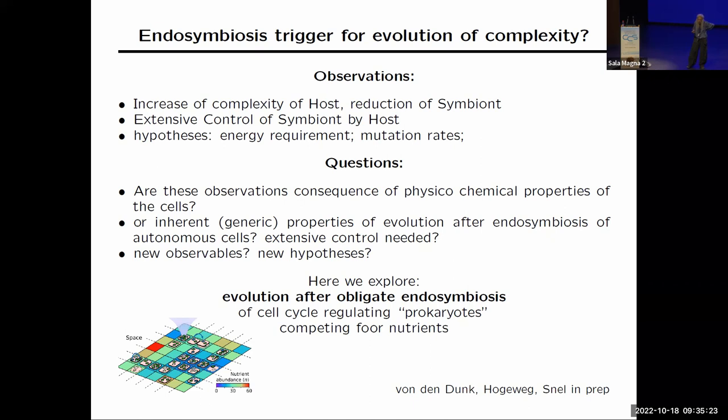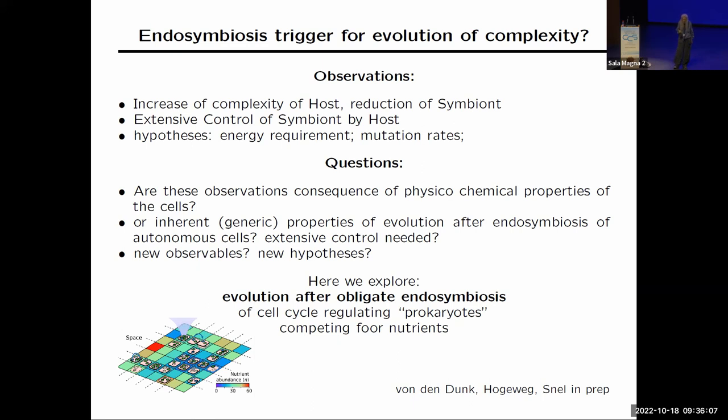Nowadays, there is an extensive control of the symbiont by the host in many different ways. The hypothesis about this divergence of complexity is that it might be because of energy requirements. When it is energy requirements, you would expect that complexity only came after the endosymbiosis, because first this energy was not available. It also depends very much on mutation rates, because a small mitochondrial population has a chance for deterioration.